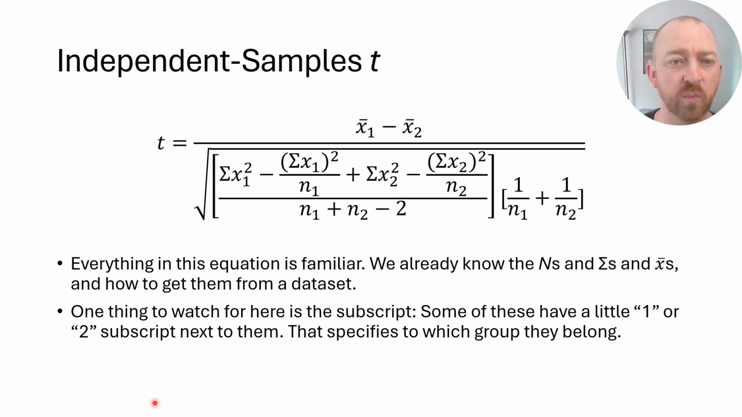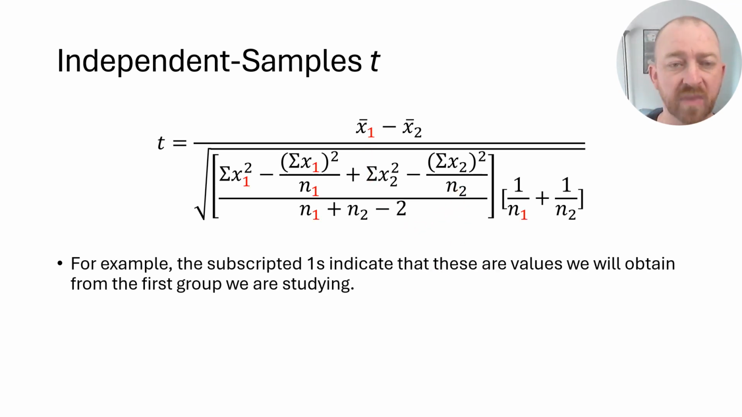Okay, so one thing that we want to pay special attention to is the subscript here. As you can see, here's a mean, and then here's a little 1 next to it, underneath it. This is called a subscript, and that's important. All of these little subscript 1s are important, and all of the subscript 2s are important as well. What that means is that we're getting this particular piece of information from the first group.